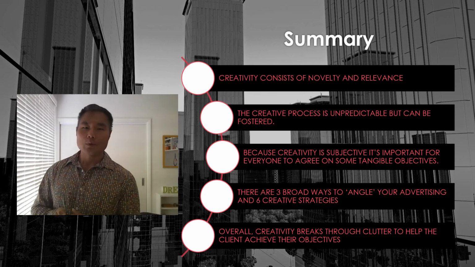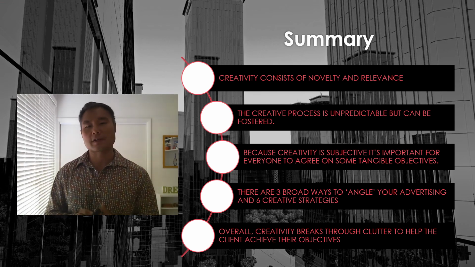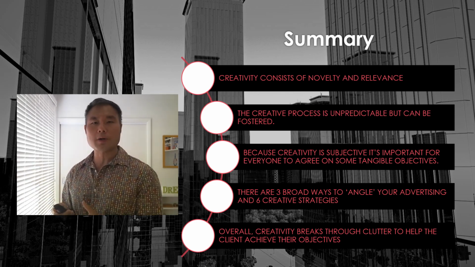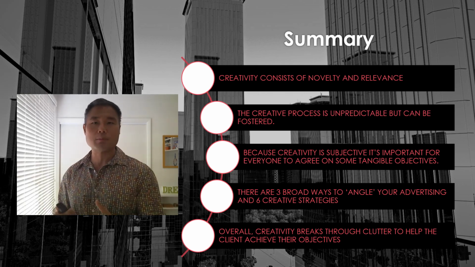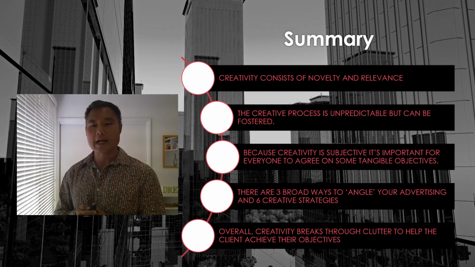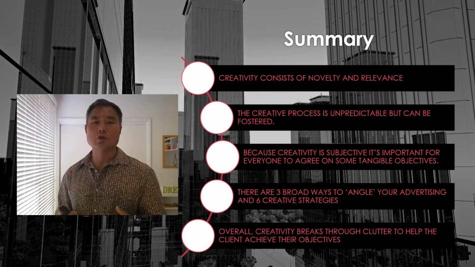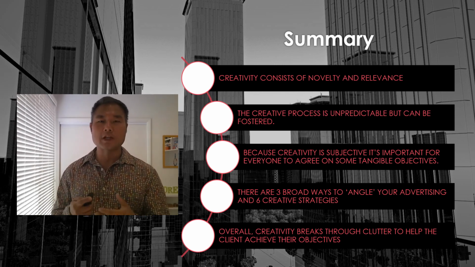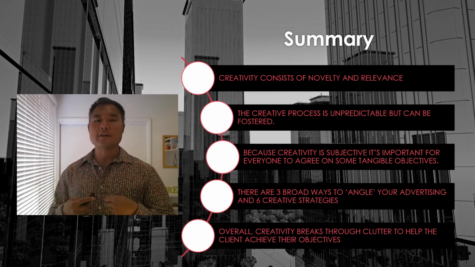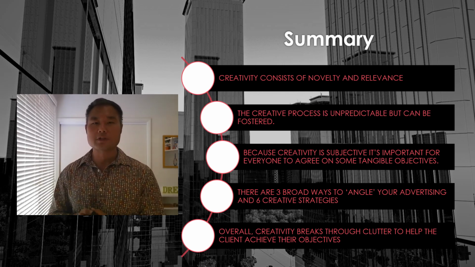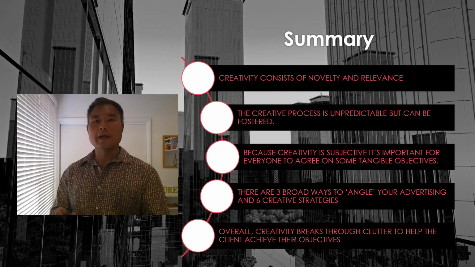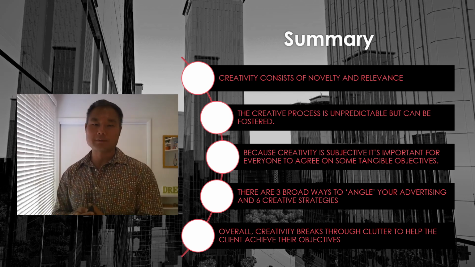To summarize, we've got a couple of things that we looked at over these last two lectures. First, creativity consists of novelty and relevance. The relevance part is the part that people usually forget about, but it's really important for solving the client's problems. We talked about the creative process and how it's unpredictable, but it can be fostered. So control the things that you can control, like how quickly you get to work on the background, and how much you interact with your team to work through problems. The subconscious and the illumination part of the creative process is very difficult to control, but you can control how quickly you start to work, and also how you deal with the ideas that come out.